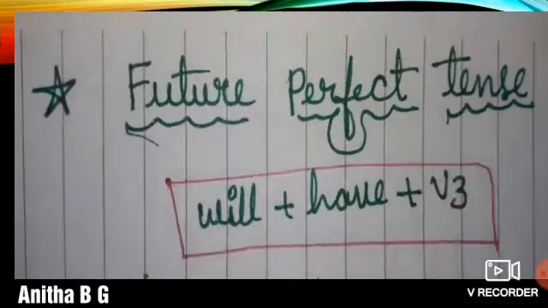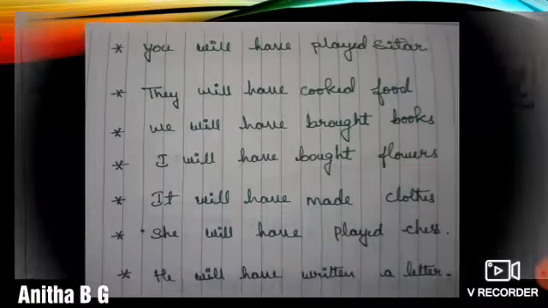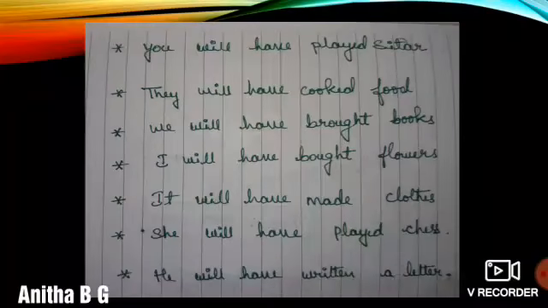Move on to the future perfect tense. Will have plus V3. Examples. You will have played sitar. They will have cooked food. We will have brought books. I will have bought flowers. It will have made clothes. She will have played chess. He will have written a letter. We have to use will plus have plus V3 form in the future perfect tense.